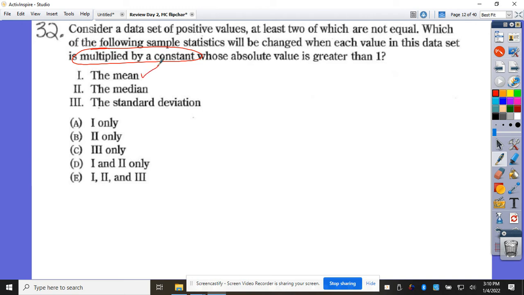If I multiply your median by a number, is it going to change? If I multiply your standard deviation by a number, is it going to change? No. So let's say, we'll go with easy ones. Is that like the data that we're using? Yeah. Well, I'm trying to go easier than this.